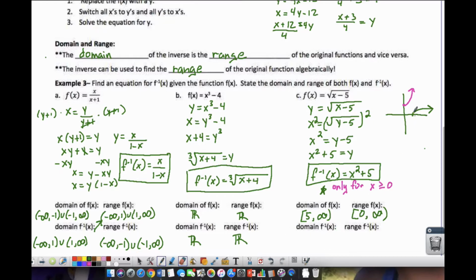Okay, so the domain then of this, we're starting at 0 and going to infinity. And the range starts at 5 and goes to infinity. Okay, so we'll practice this some more so that way you understand it. Let's go over and start verifying inverses.